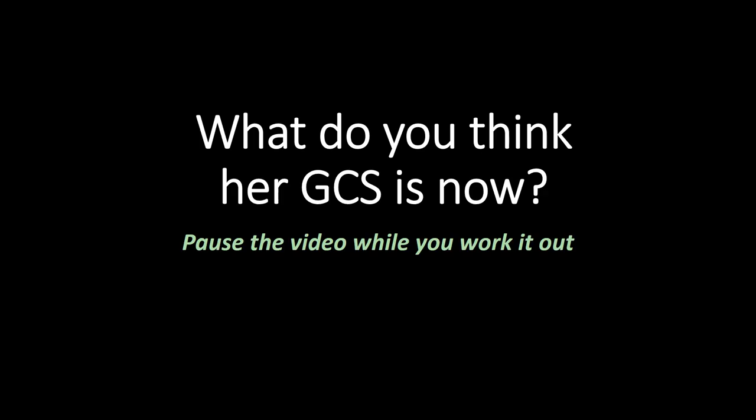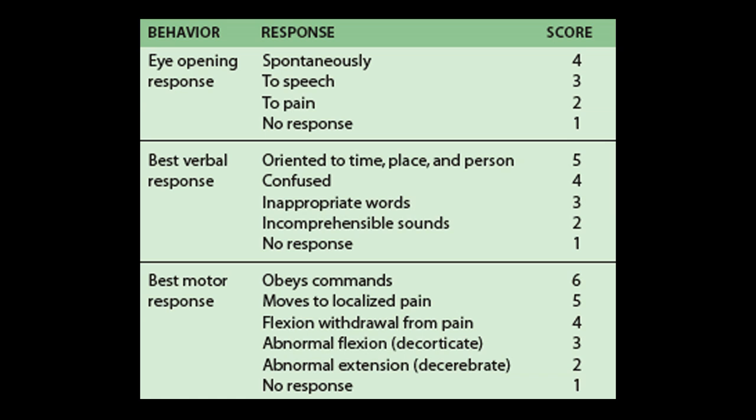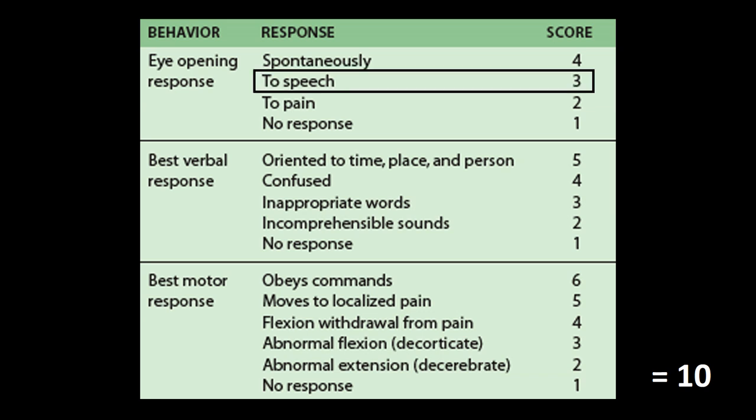Take a few moments to try and work out what her GCS is now. Her GCS has now fallen to 10. We know this because her eyes are now only opening to the sound of your voice, giving her a score of 3 out of 4 for her best eye-opening response. Although she is able to talk, her response of bananas is clearly inappropriate. This gives her a score of 3 out of 5 for her best verbal response.